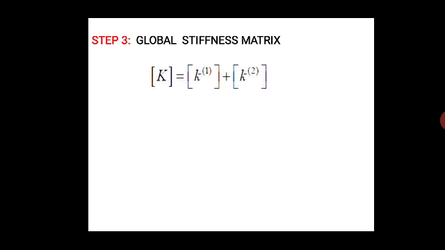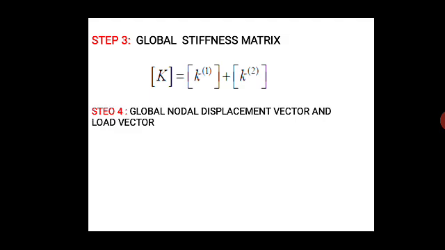That is step 2. In step 3, we need the global stiffness matrix. The global stiffness matrix can be written as the summation, K equal to K1 plus K2 and so on. If there are two or more elements, we can consider it as K1 plus K2 plus K3 and so on.